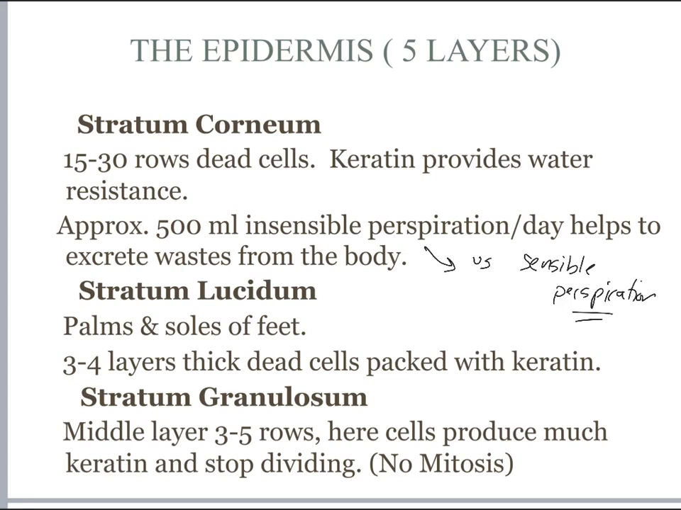The next is our stratum lucidum. Again, palms and soles of our feet. 3 to 4 layers of thick dead cells packed with keratin. Again, it gives that clear appearance. Our stratum granulosum, that grainy layer, is the middle layer, 3 to 5 rows here. And the cells here are going to produce a lot of keratin and stop dividing. There is no mitosis going on here.